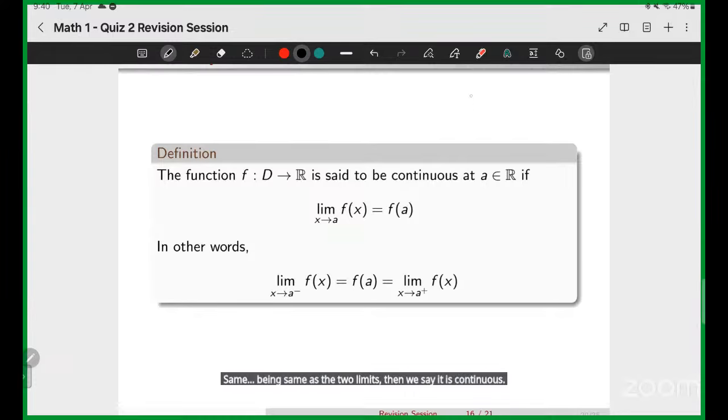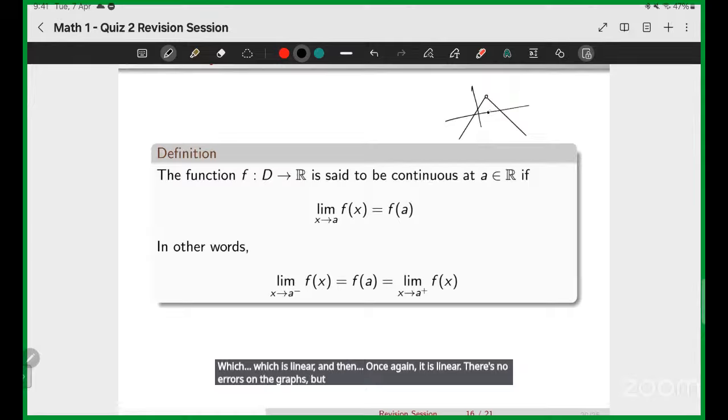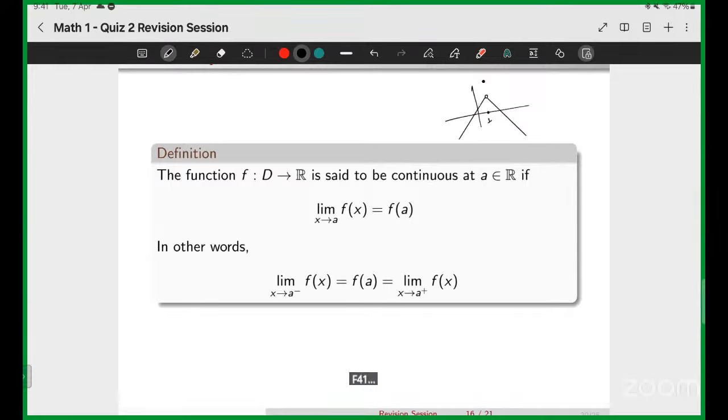To understand it, we just say that there is no break in the graph. That is one way to look at it. Now if I have some function like this, which is linear, and then once again it is linear. There are no arrows on graphs, but only at this point. Let's say that is 1. I define it to be something like this. f(1) is not equal to whatever this function seems to be approaching. In that case, there is still a jump.